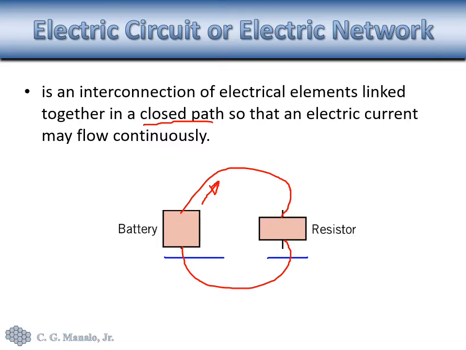Now, sometimes we hear terms like electric network, and they are sometimes used interchangeably with electric circuit. The main difference here is that when you talk about an electric network, usually we're talking about several closed paths. So, for example, if I cut the wire somewhere here, that means it's not anymore an electric circuit because the flow of current is cut off.